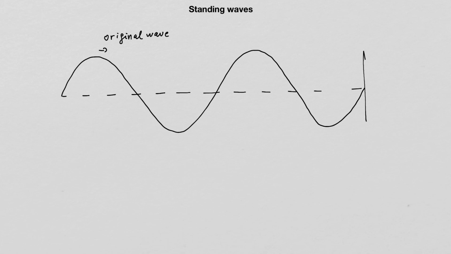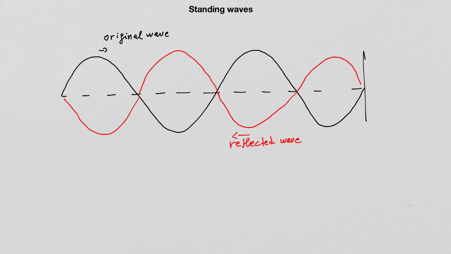So here is the generated wave. It travels to the right. It reflects from this end. What does it look like after reflection? Here is the reflected wave in red. So the wave starts to move like so, to the left. Let's also indicate the directions on the waves themselves. And so the two waves move in opposite directions.